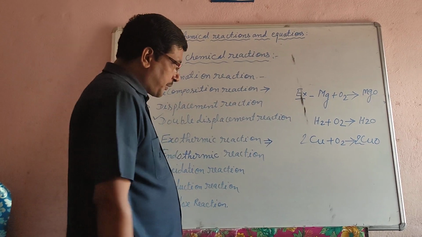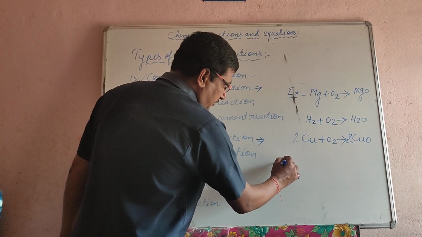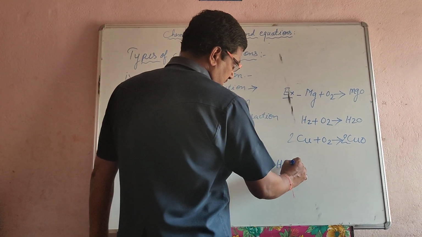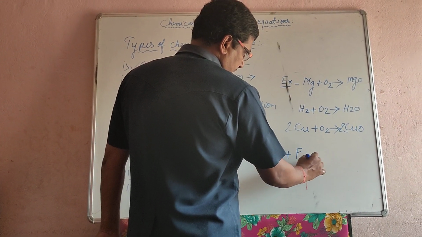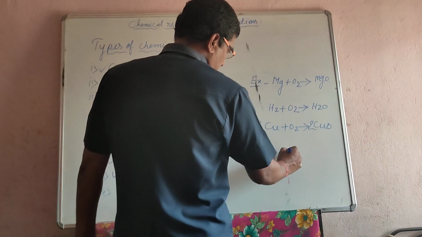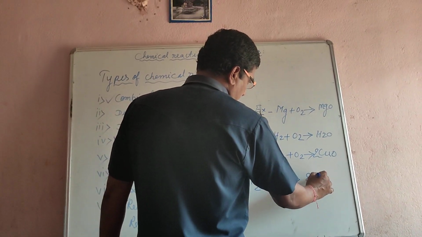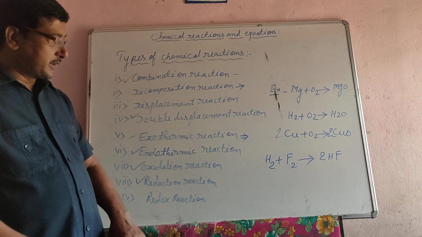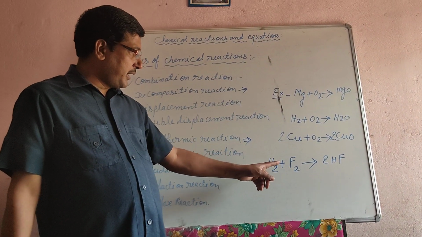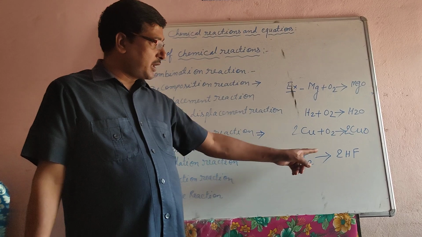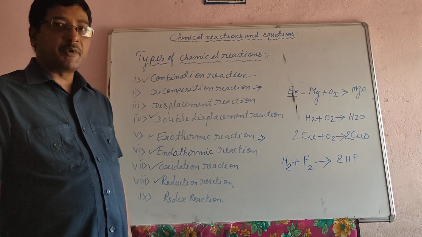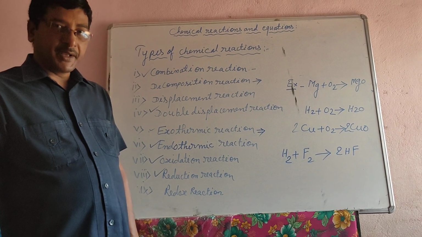Let me give you an example in case of hydrogen. Hydrogen plus fluorine both are reacting and forming 2HF, hydrogen fluoride. This fluorine is gaining the hydrogen and forming hydrogen fluoride. Means gain of hydrogen, it means it is a reduction reaction.